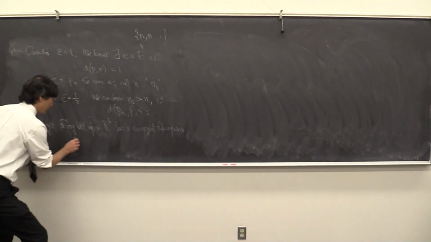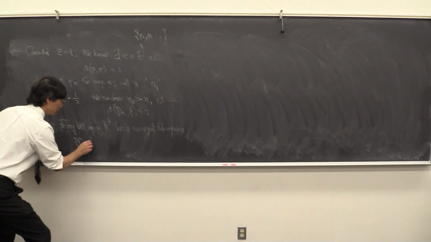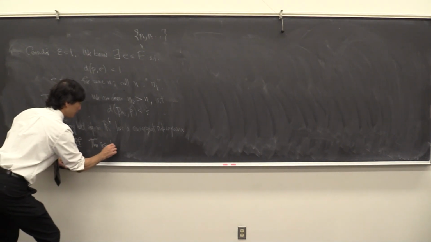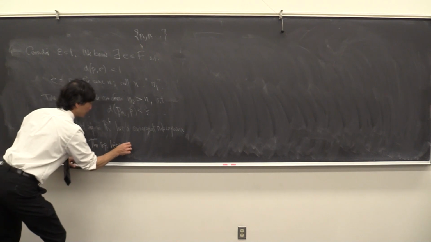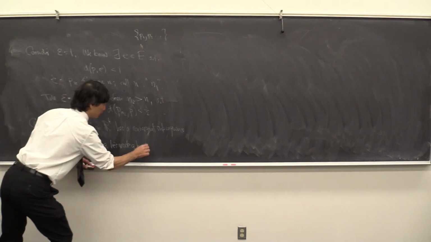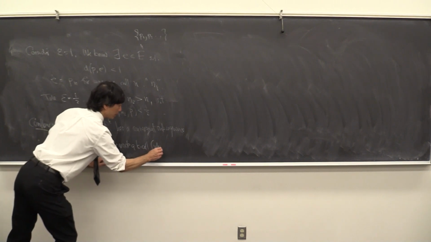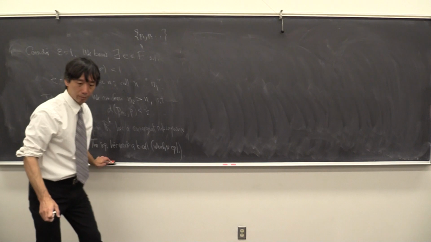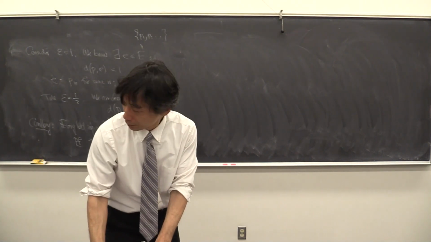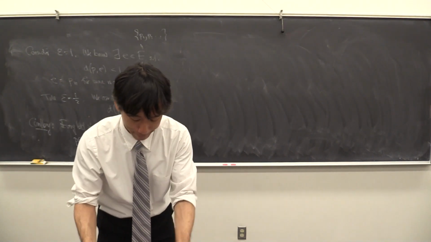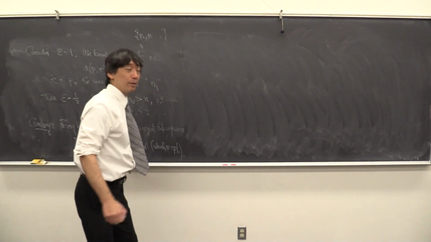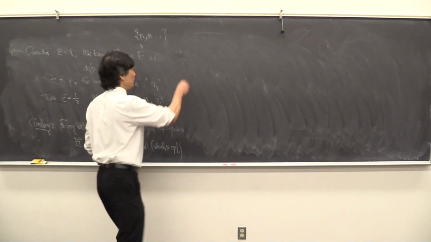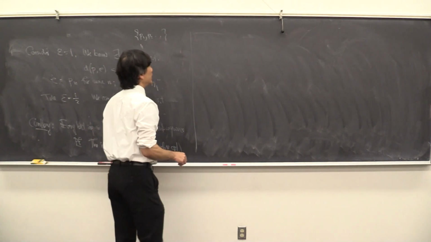Proof: the sequence lies inside a k-cell, which is compact. Okay. Everybody okay? Everybody all right? Okay, so now we get to the big idea.